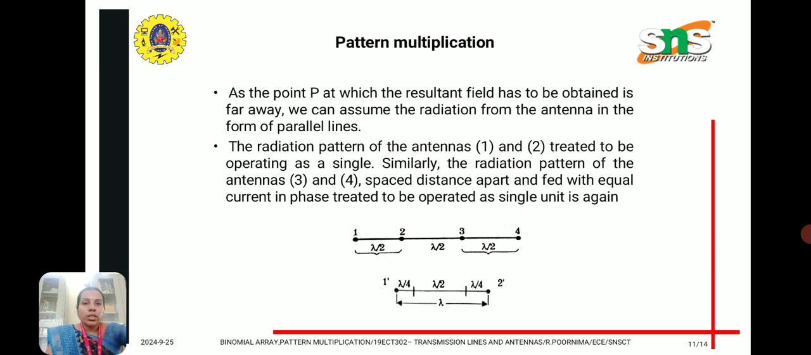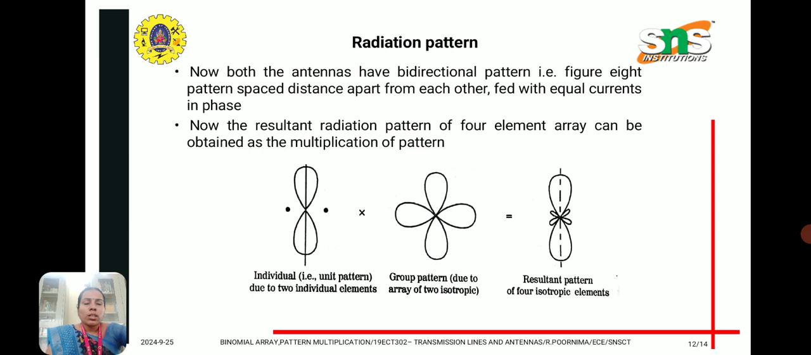The length is lambda. Now both the antennas have a bidirectional pattern, that is a figure 8 pattern, spaced a distance apart from each other, fed with equal current in phase. Now the resultant radiation pattern of the 4 element array can be obtained as the multiplication pattern. In this diagram, the unit pattern due to 2 individual elements is given, and the group pattern due to an array of 2 isotropic elements is also given. So the pattern multiplication gives the resultant pattern of 4 isotropic elements.